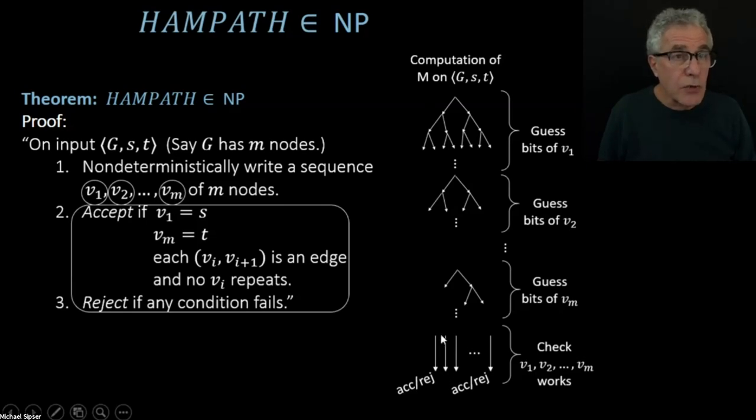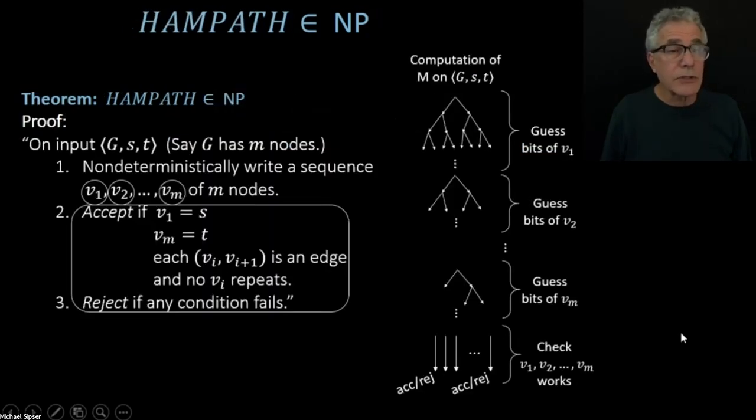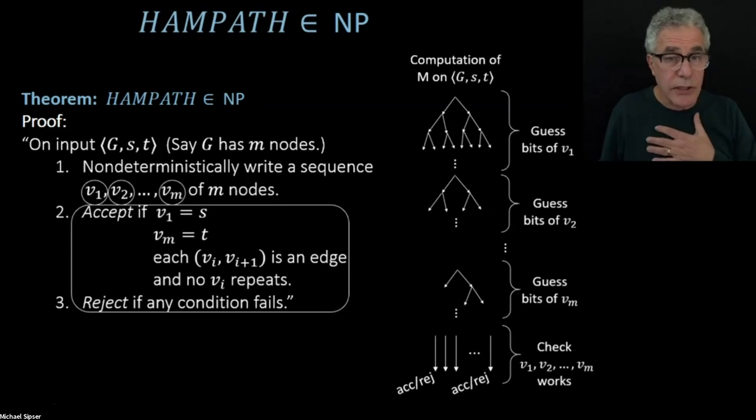Okay. So each one of these branches is now going to end up accepting or rejecting, and the whole overall computation is going to accept if at least one of them ended up accepting, which means you actually found a Hamiltonian path. Okay, so I don't know if that's helpful to you or not, but if there's any questions on this, let's see.